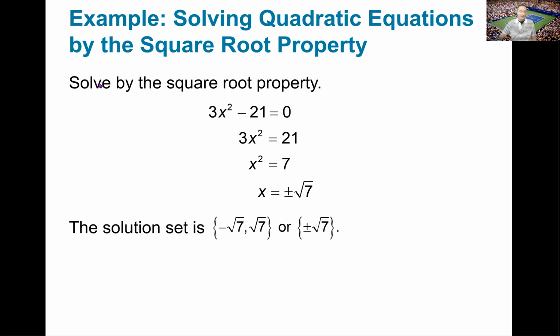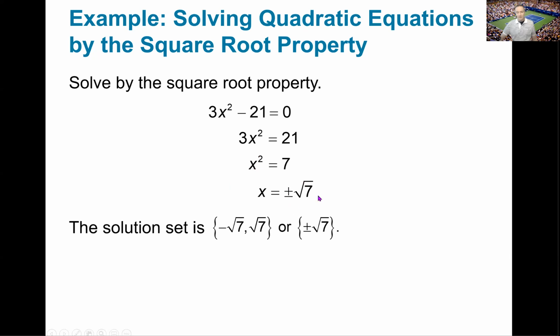So I can say, well, I have a variable raised to the second power. Let's get it by itself. I get it by itself by moving a 21 to the right-hand side. Then I'm going to divide by 3 on both sides, and I get x squared is equal to 7. Okay, now the principle of square roots just says, we'll take the square root of both sides, and remember, the side not containing the squared term has to be the positive or negative square root. So x is equal to both the positive and negative square root of 7.